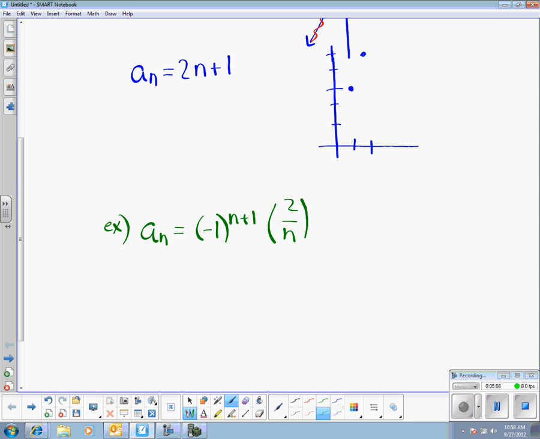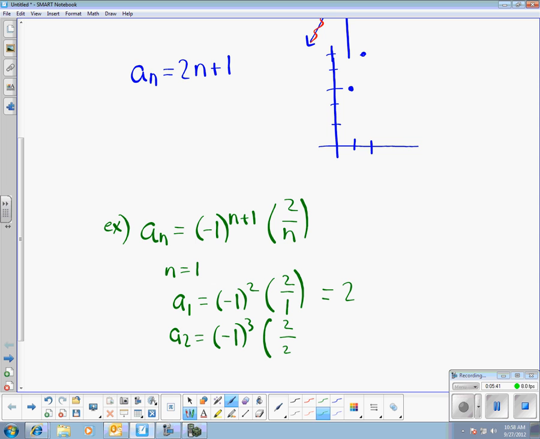And all this negative 1 to the n plus 1 does is it makes your terms alternate. Okay, when n equals 1, I get a sub 1 equals negative 1 to the 2 times 2 over 1, just plugging in 1 for n. And I get negative 1 squared, which is positive 1 times 2 over 1, which all just simplifies to 2. A2 is going to be negative 1 to the third times 2 over 2.